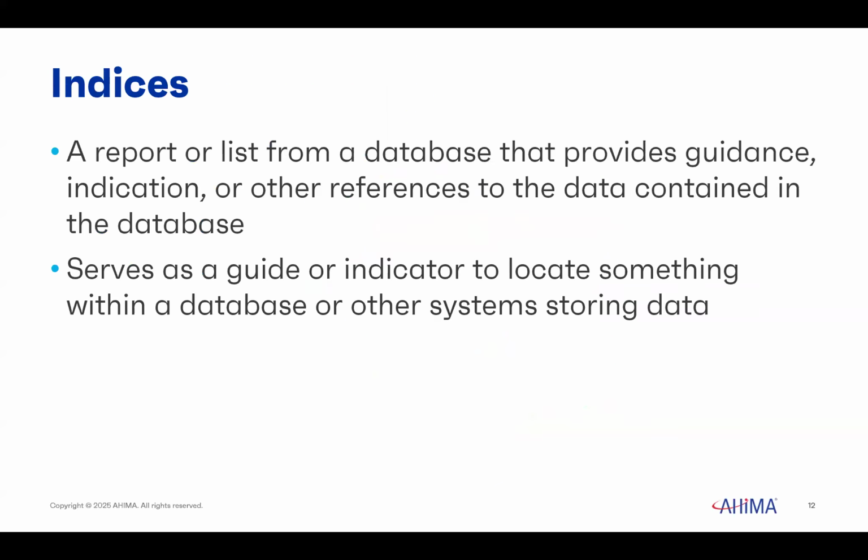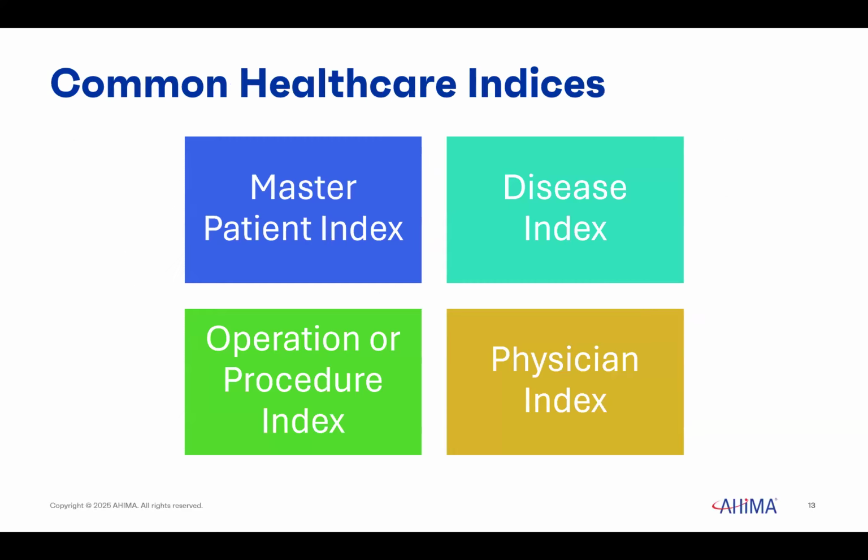Indices are basically a list from a database that provides us guidance to information that we want to use. It serves as a guide to locate something within a database or another system. You can kind of think of these as logs. I'll give you some examples here. Master patient index: this is everybody who's been seen at a facility. Everybody has a name, a date of birth, a medical record number, and so on.